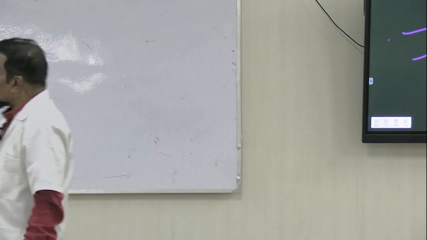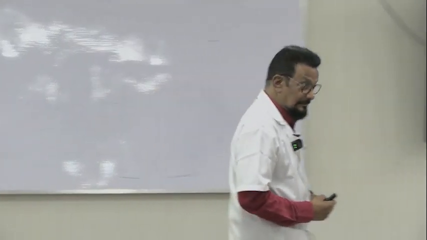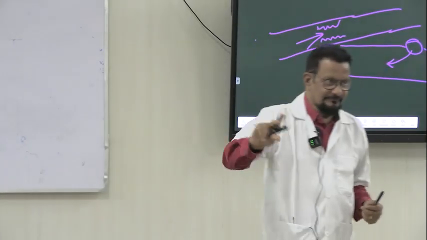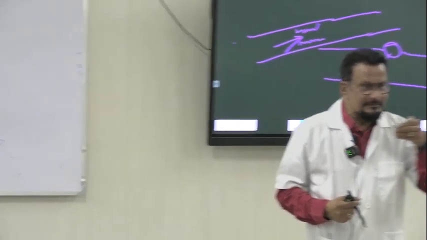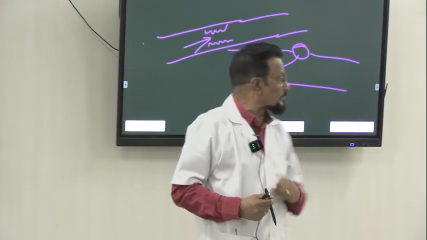And velocity of circulation. Blood is flowing. When blood flow is less, there is formation of clot.